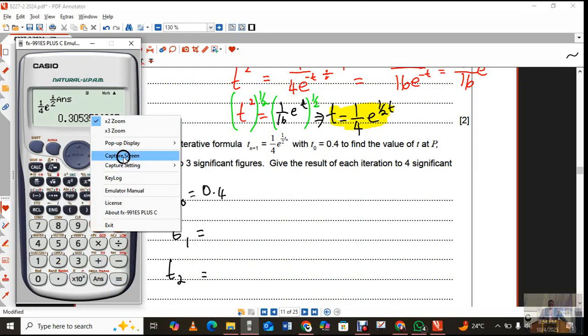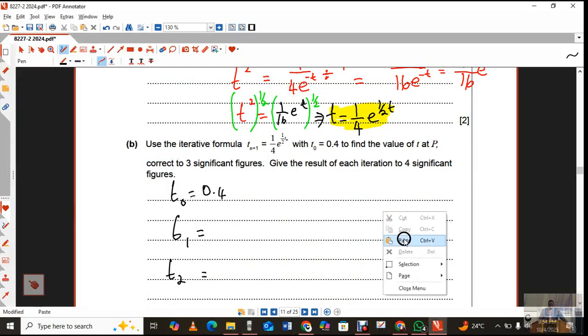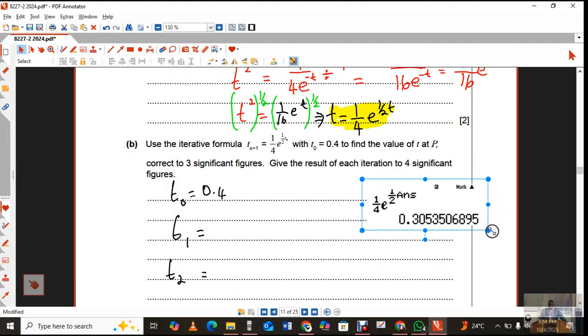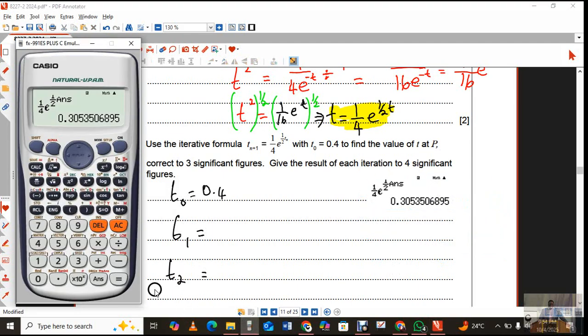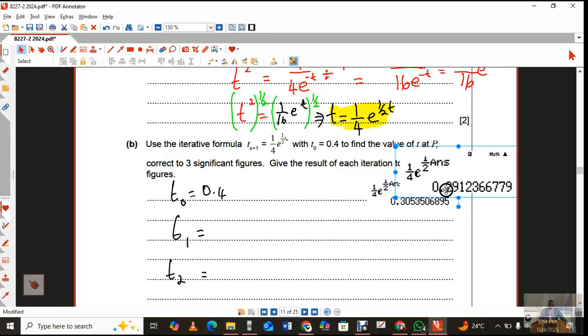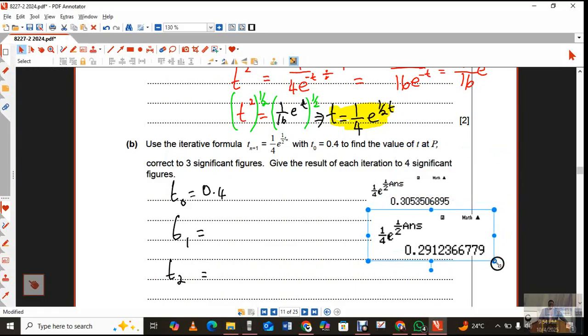I'll just capture that screen. I'm just going to write it on that side. I know for each one of them I must give the answers to 4 significant figures. And then if I want the second one, I just press equal to. I'll capture the screen, paste. So this is the second one.